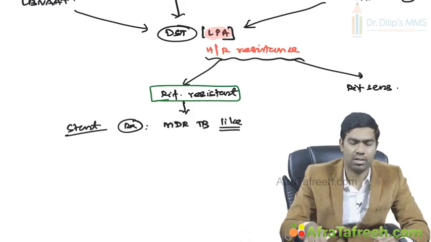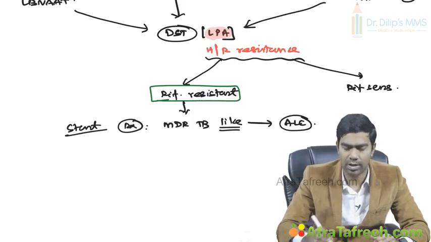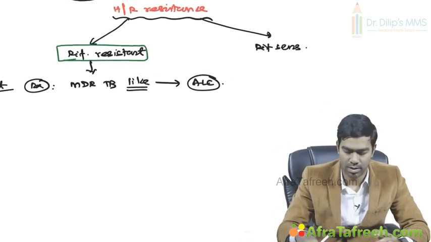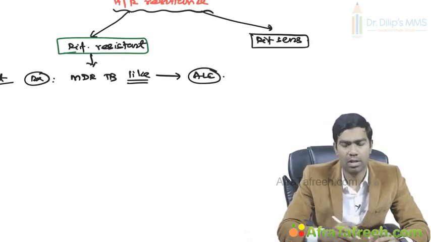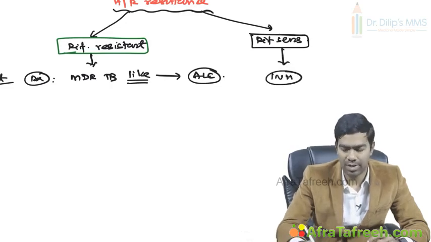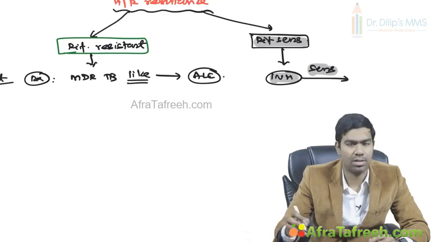And send the patient for automated liquid cultures. Send the sample for ALC, automated liquid cultures, where they will do extensive drug sensitivity testing. And if the patient is rifampicin sensitive, then you have to see whether INH is sensitive or not. If isoniazid is sensitive, which means rifampicin is also sensitive, INH is also sensitive.